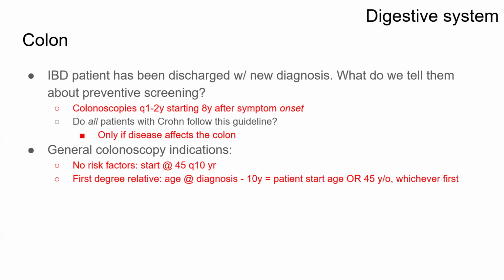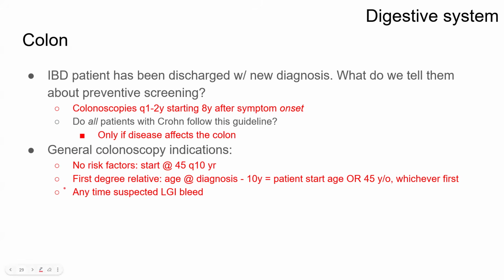Compare that to someone whose dad was diagnosed with colorectal cancer at 40, or sorry, at 50. So dad was diagnosed at 50, and 50 minus 10 is 40. In that patient, they start getting colonoscopies at 40. So whatever comes first.